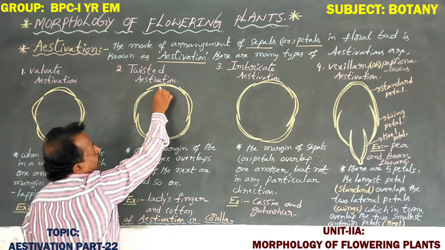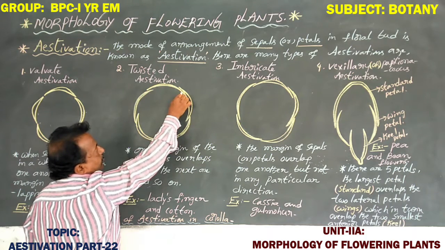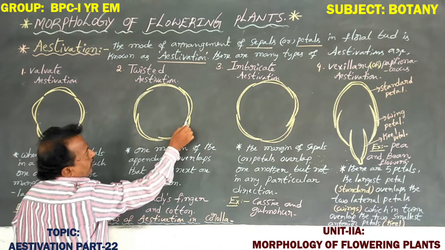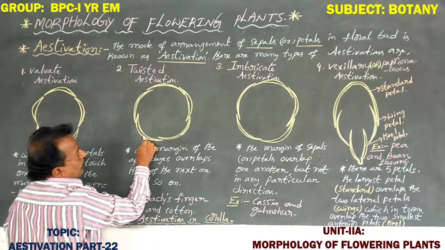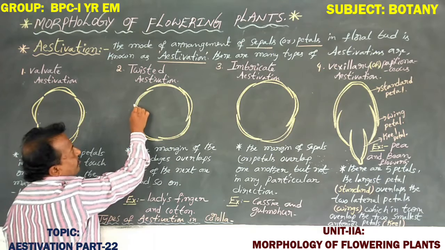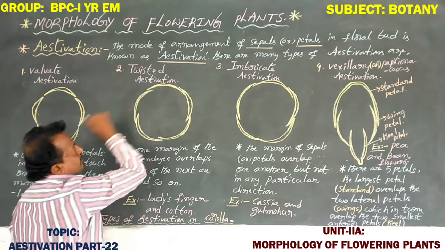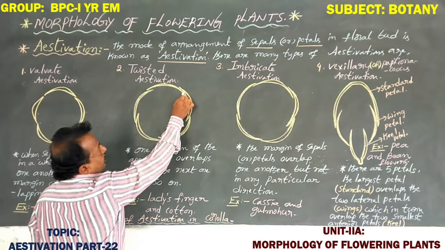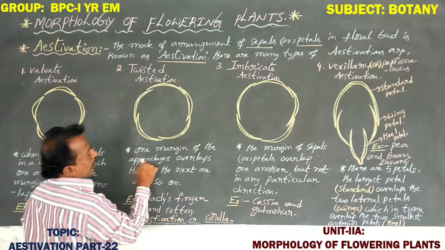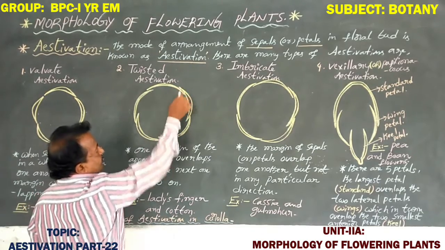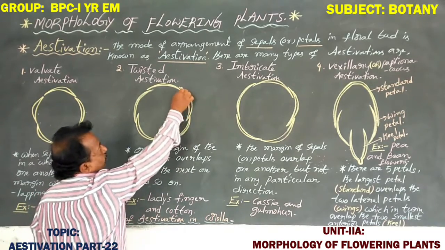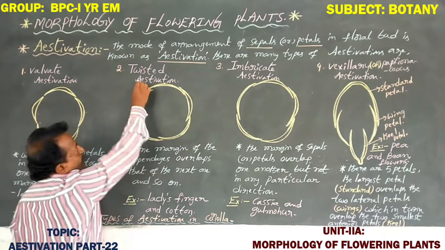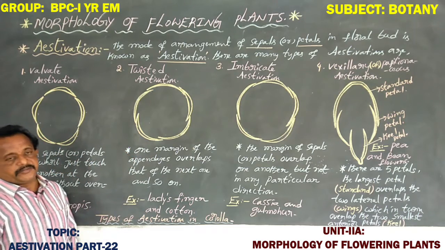Okay now, first petal of first margin, second margin, second petal of first margin, second margin, third petal of first margin, second margin, fourth petal of first margin, second margin, fifth petal of first margin and second margin. So now one margin of the appendages overlaps that of the next one, and so on. That is named twisted estivation.